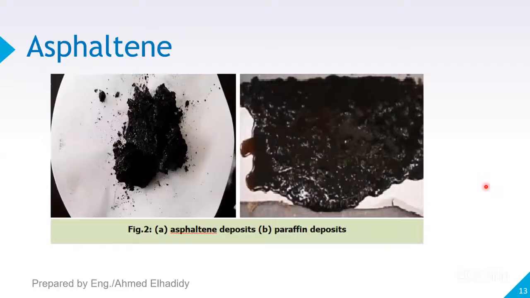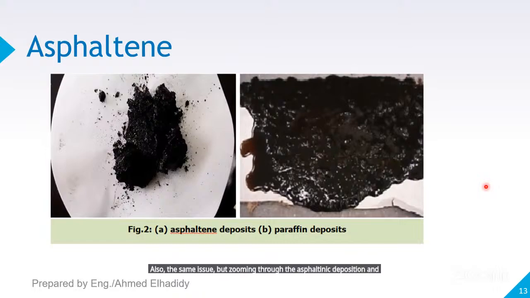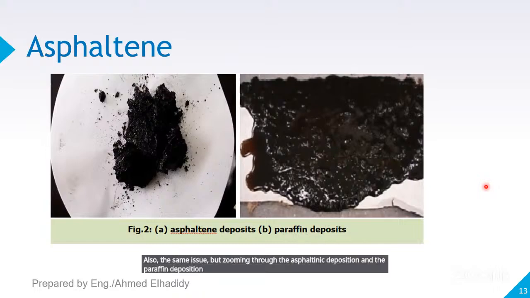Also the same issue, but zooming in on the asphaltenic deposition and the paraffin deposition, it's a comparison, and you can see that the asphaltenic components are more viscous than the paraffin deposits.